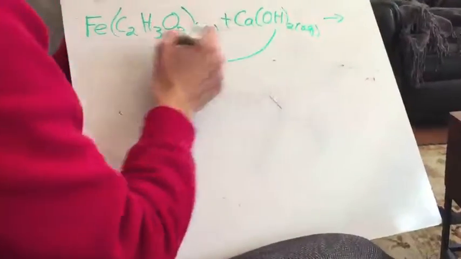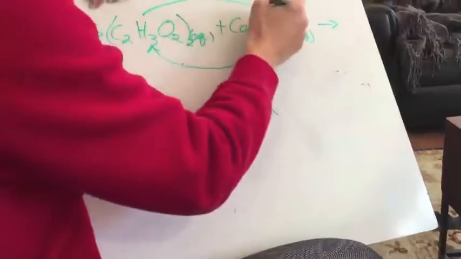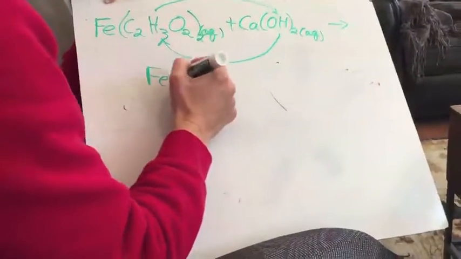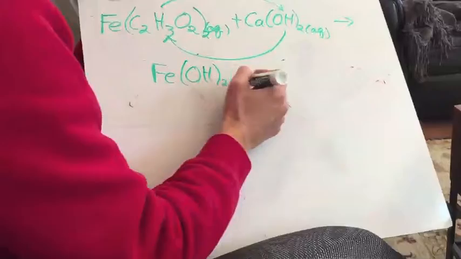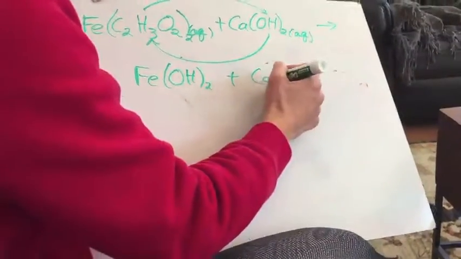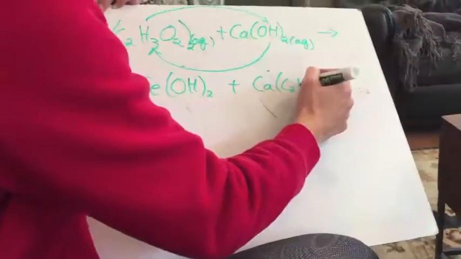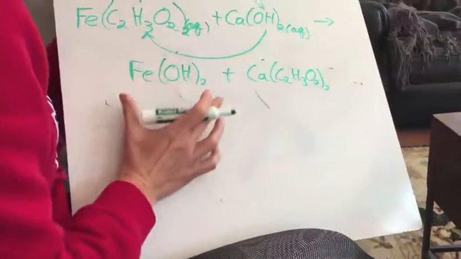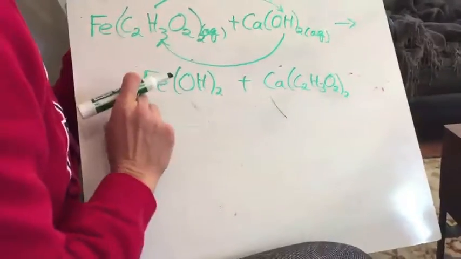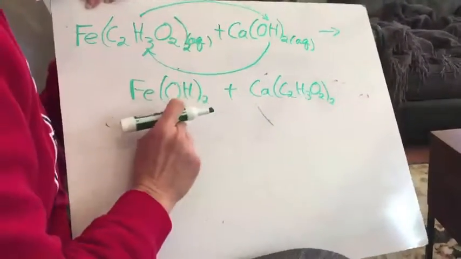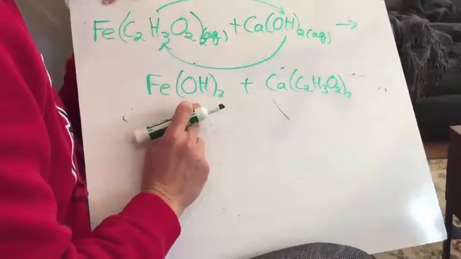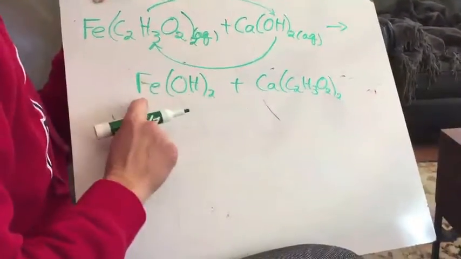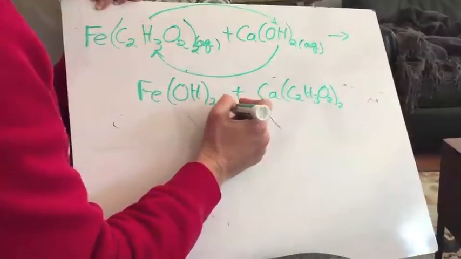So again, we're just switching partners. This one goes here, this one goes here. So I'm going to wind up with iron 2 hydroxide and calcium acetate. Now, use your solubility rules. There's no rule about iron, but there is a rule about hydroxide. And the hydroxide rule says that they're insoluble unless they're with group 1 or heavy group 2. That's not group 1 or group 2, so this must be a solid.